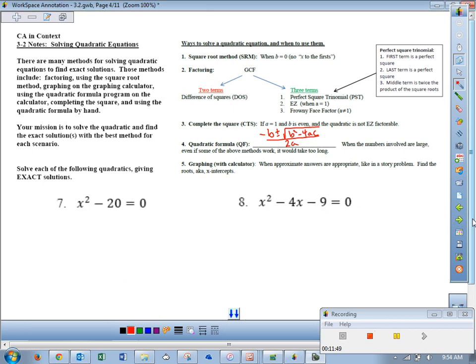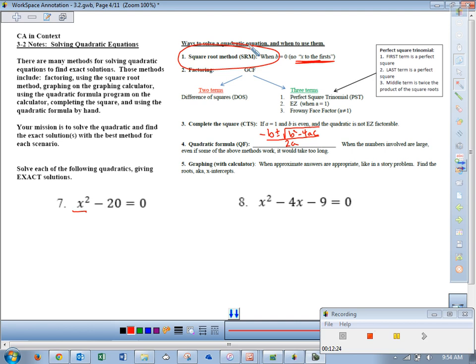7. Check these out. Which method would you use? Square root method, factoring, completing the square, quadratic formula, or use your graphing calculator? There are x squareds, right? So it is quadratic. What don't you see in this problem? I see x squareds. What don't you see? X to the firsts. If there's no x to the firsts, you should use the square root method.